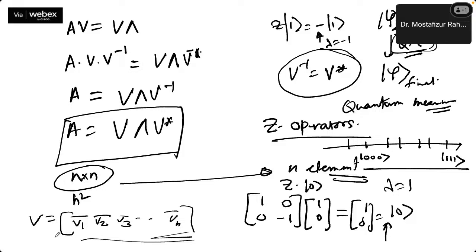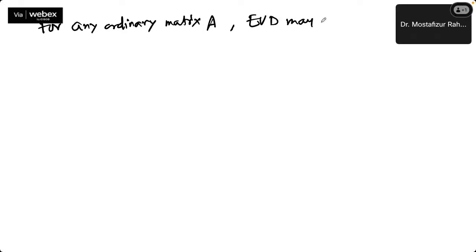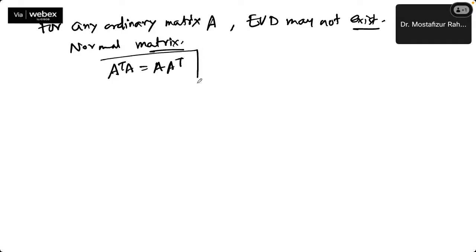The only condition that I haven't shared here, the only condition to compute the eigenvalue is that for any ordinary matrix A, eigenvalue decomposition may not exist. Okay, so it will only exist for the normal matrices, even if they are not directly solvable. So normal matrices are A transpose A equals to A transpose. If this condition is satisfied, then only you can apply EVD on A. This is the condition for eigenvalue decomposition.